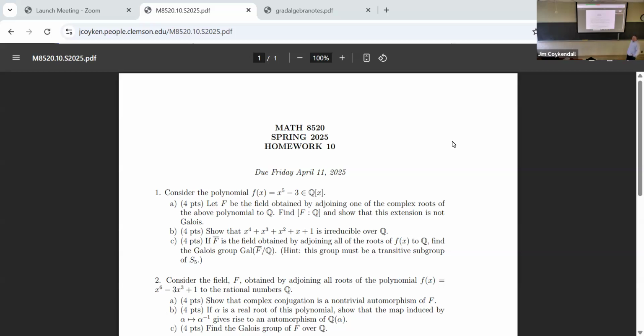B might look like a total non sequitur, but it is not. Show that that fourth degree polynomial is irreducible over Q. There's a number of ways you can do this. You can figure out what the roots are, which, if you think about that polynomial, is not terribly hard to do, and use your knowledge of the roots to make an argument that it's irreducible over Q, or you can use Eisenstein. Now that polynomial is not Eisenstein, but there's a way to make it Eisenstein.